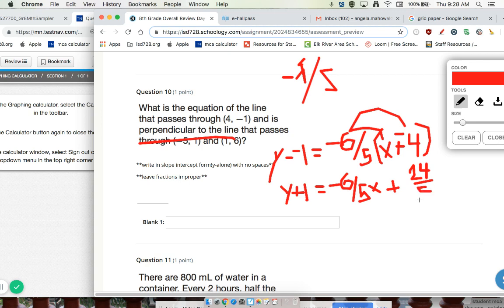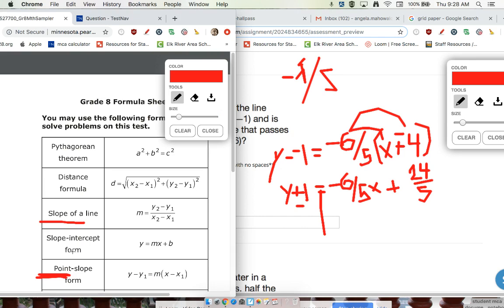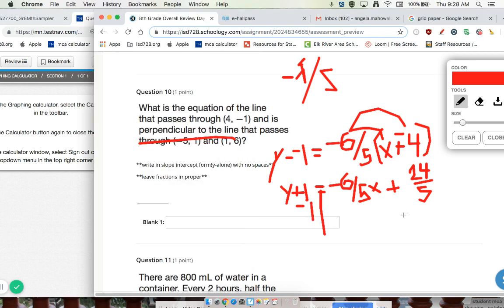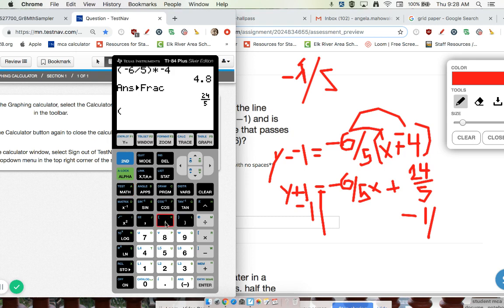And I think you could keep that as a decimal if you wanted, and then slide it to a fraction in the end. So now I need to get y alone because it says slope-intercept, and in slope-intercept, y is alone. So I am going to get y alone by subtracting 1 from both sides. So now I need 24/5 minus 1. So parenthesis, 24/5, parenthesis, minus 1, enter, and you get 3.8.